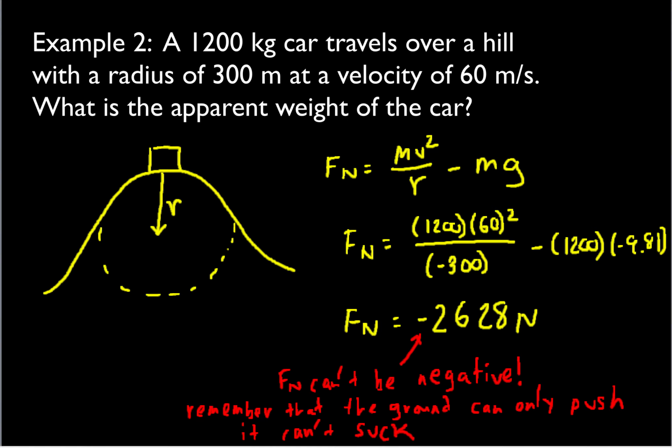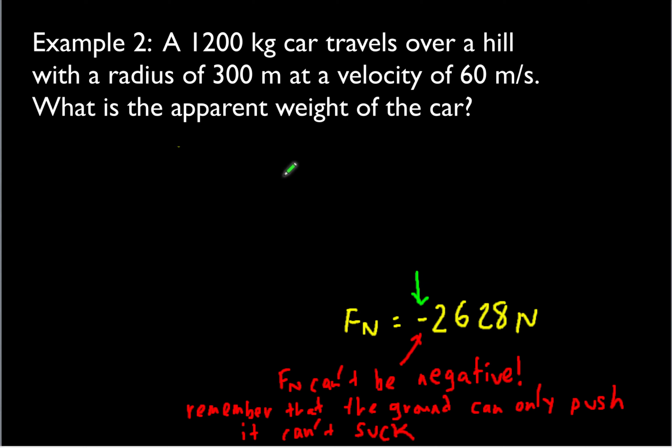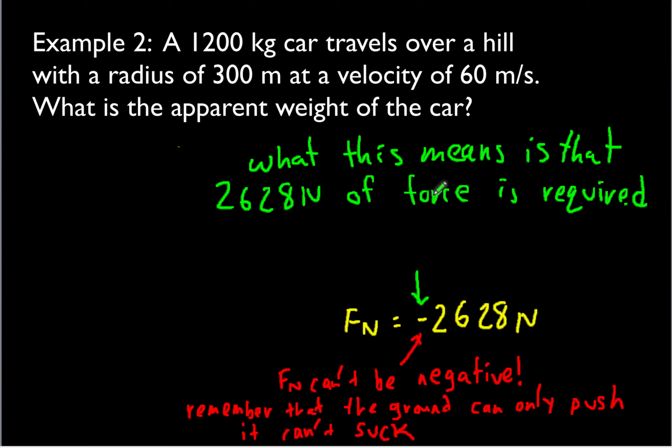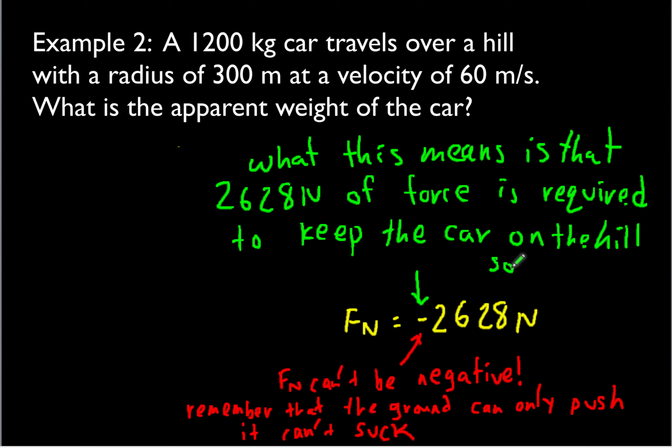So what does the negative normal force mean here? What this means is that 2,628 newtons of force is required to keep the car on the hill. Since we don't have that amount of force, as a result, the car flies off the hill. It doesn't stay on the ground. The car is traveling too fast for the curvature of the hill. It flies off.